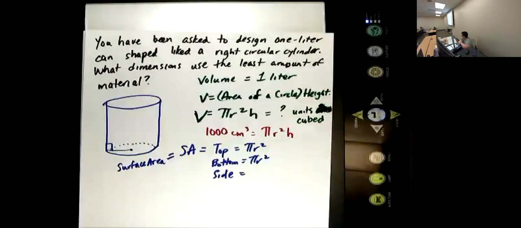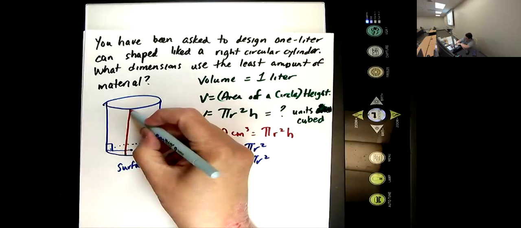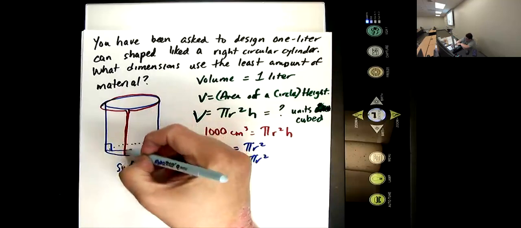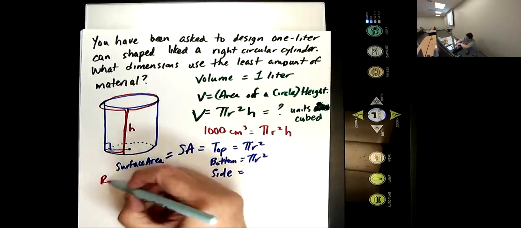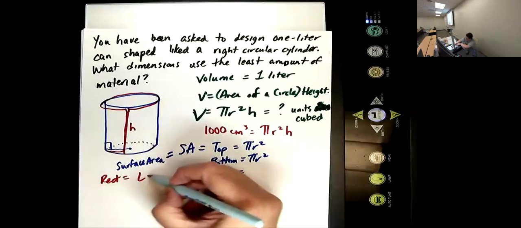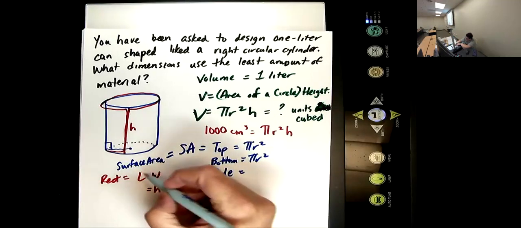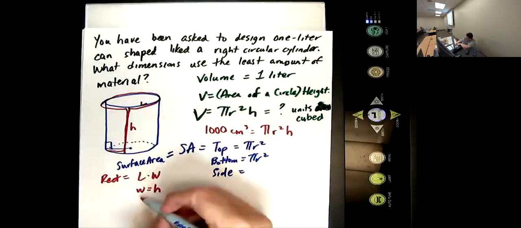Madeline. Is it the circumference times the height? It is the circumference times the height. So let's see how that works out. If this was a wrapper and I made a cut right here and unrolled it, this part right here would be what I unrolled. So it's going to be a rectangle, length times width. One side is H, but what's the length? The length has got to be what's going around, which is the circumference.